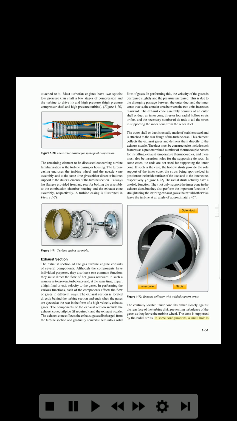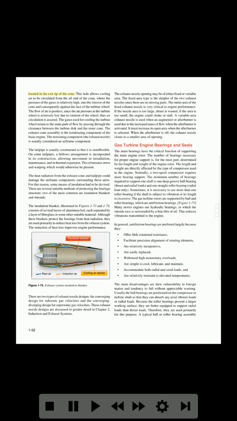In some configurations, a small hole is located in the exit tip of the cone. This hole allows cooling air to be circulated from the aft end of the cone, where the pressure of the gases is relatively high, into the interior of the cone, and consequently against the face of the turbine wheel. The flow of air is positive, since the air pressure at the turbine wheel is relatively low due to rotation of the wheel, thus air circulation is assured. The gases used for cooling the turbine wheel return to the main path of flow by passing through the clearance between the turbine disc and the inner cone. The exhaust cone assembly is the terminating component of the basic engine. The remaining component, the exhaust nozzle, is usually considered an airframe component.